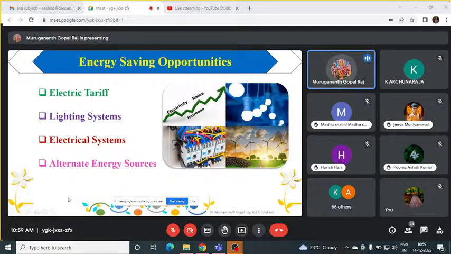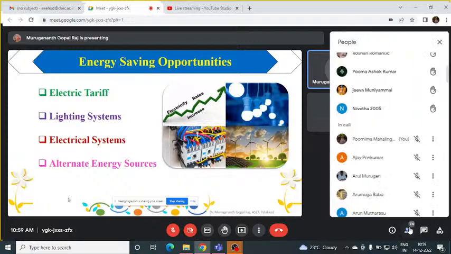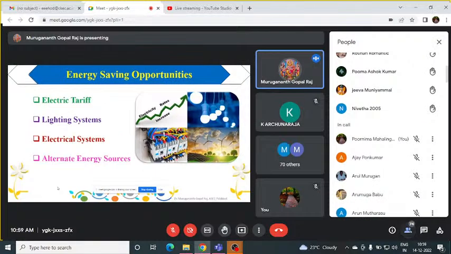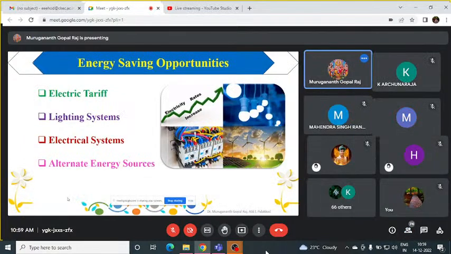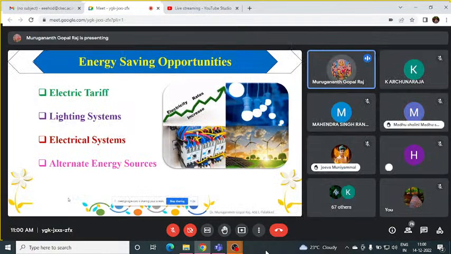Now we are marching towards the title of today, energy saving opportunities. Energy saving opportunities, ENCON measures, can be categorized into four categories. One is based on the tariff, then the lighting systems, then electrical systems, which we call room comfort systems, and then alternate energy sources. So like this, different categories we can take.